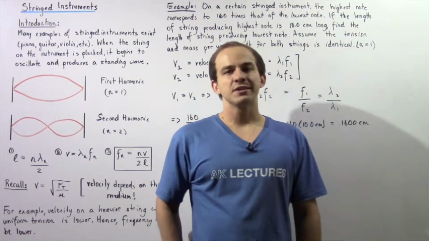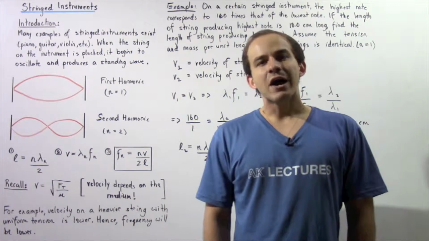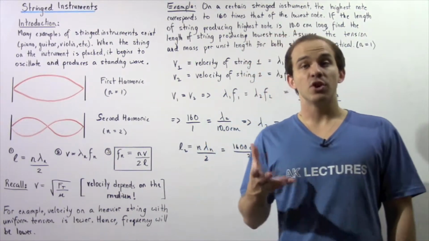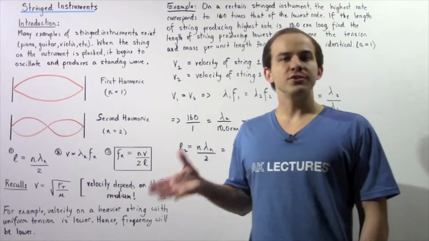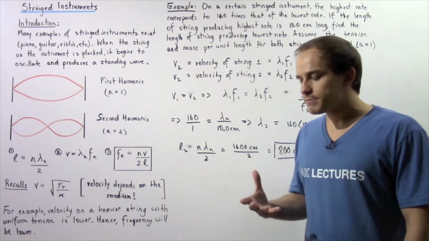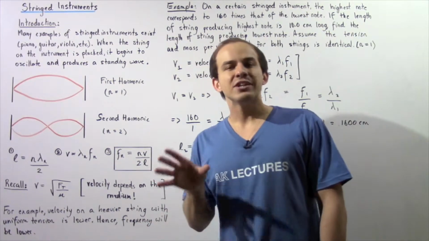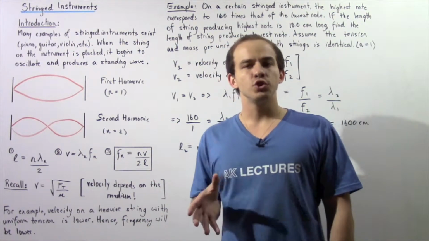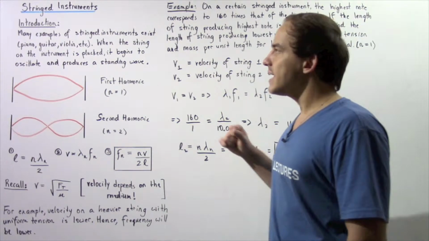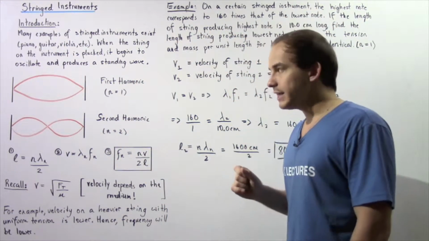In the previous lecture, we discussed harmonics and standing waves. Now we're going to actually apply those concepts to musical instruments. Many types of musical instruments exist that use strings to produce the sound. Some examples include the piano, the guitar, and the violin.